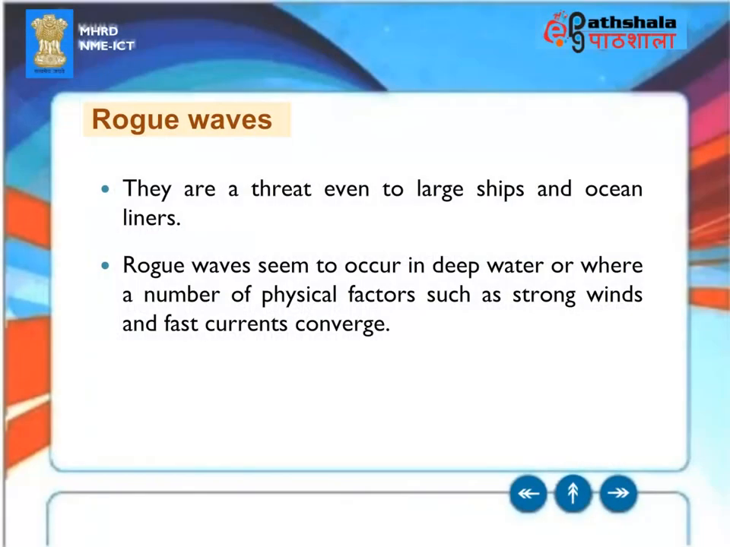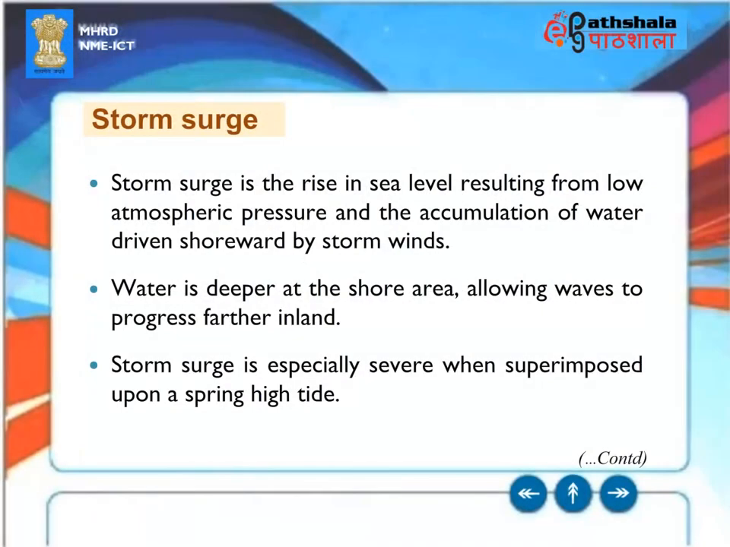They are a threat even to large ships and ocean liners. Rogue waves seem to occur in deep water or where a number of physical factors, such as strong winds and fast currents, converge.